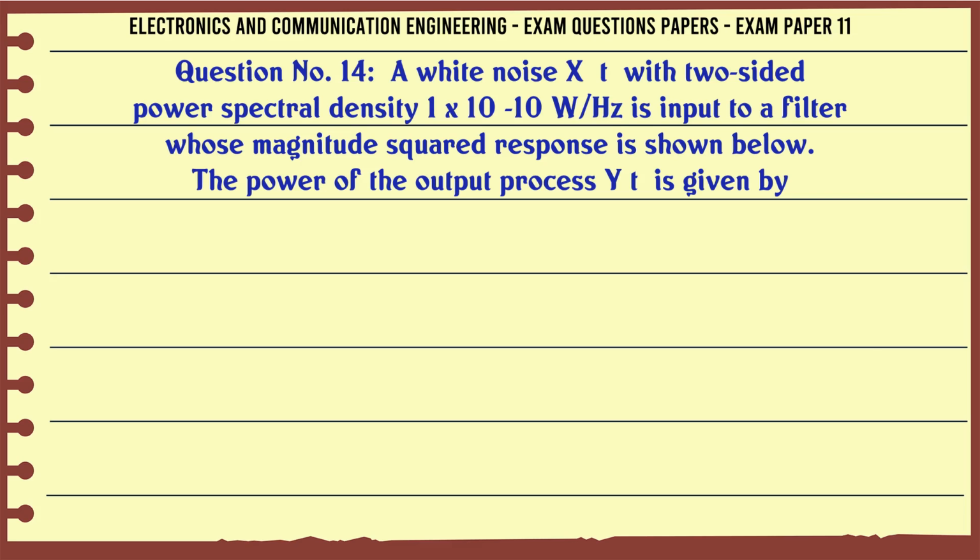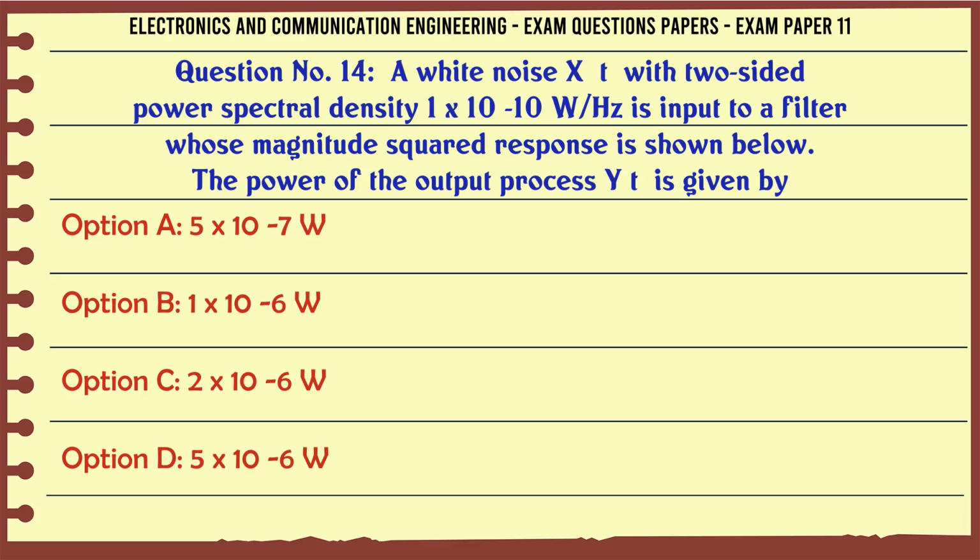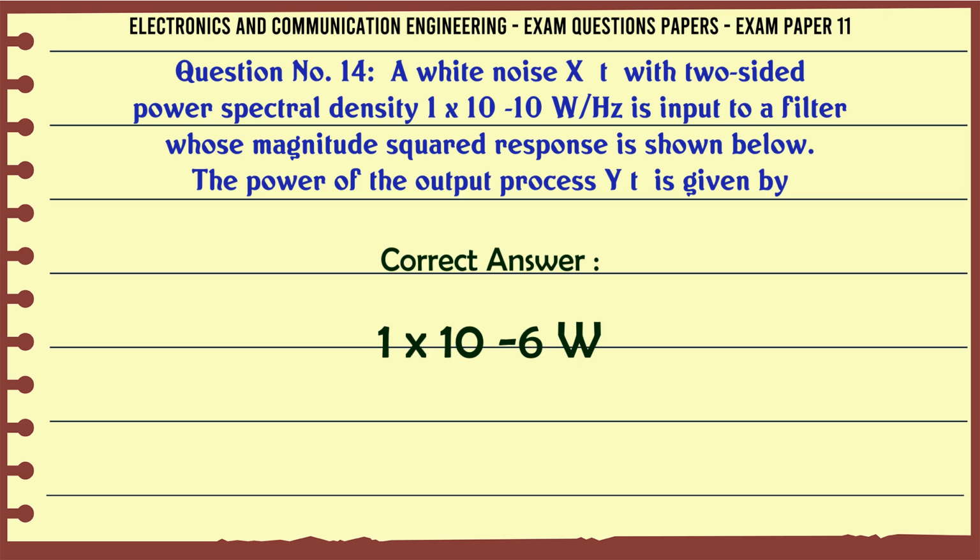A white noise x(t) with two-sided power spectral density 1 x 10⁻ watts/Hz is input to a filter whose magnitude squared response is shown below. The power of the output process y(t) is given by A 5 x 10⁻⁷ watts, B 1 x 10⁻⁶ watts, C 2 x 10⁻⁶ watts, D 5 x 10⁻⁶ watts. The correct answer is 1 x 10⁻⁶ watts.